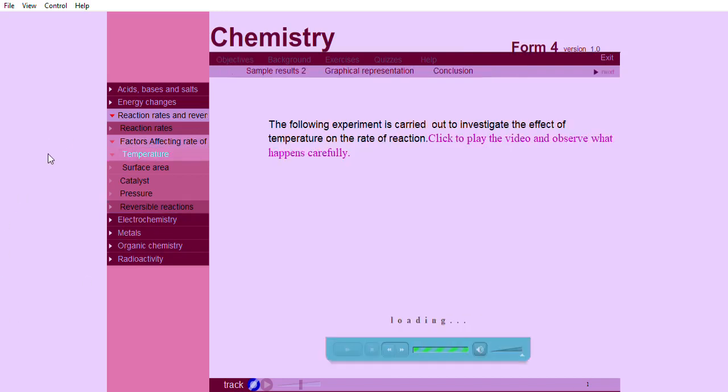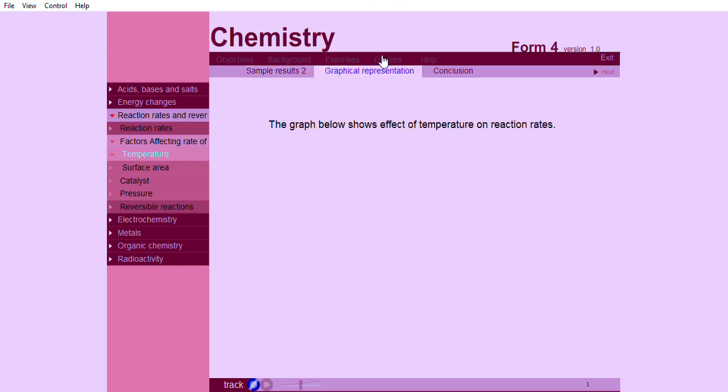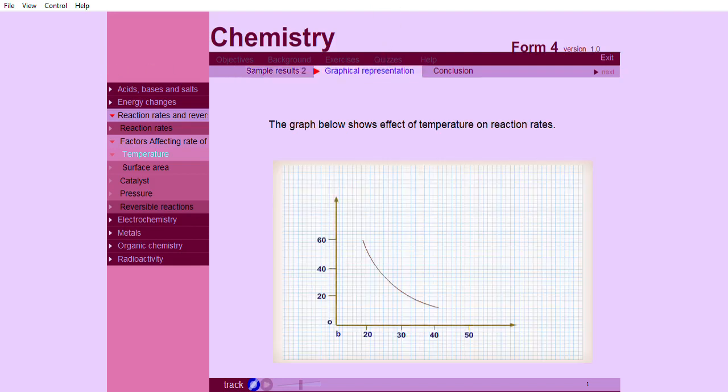The following experiment is carried out to investigate the effect of temperature on the rate of reaction. Click to play the video and observe what happens carefully. The following shows sample results that were obtained. The graph below shows the effect of temperature on reaction rates.